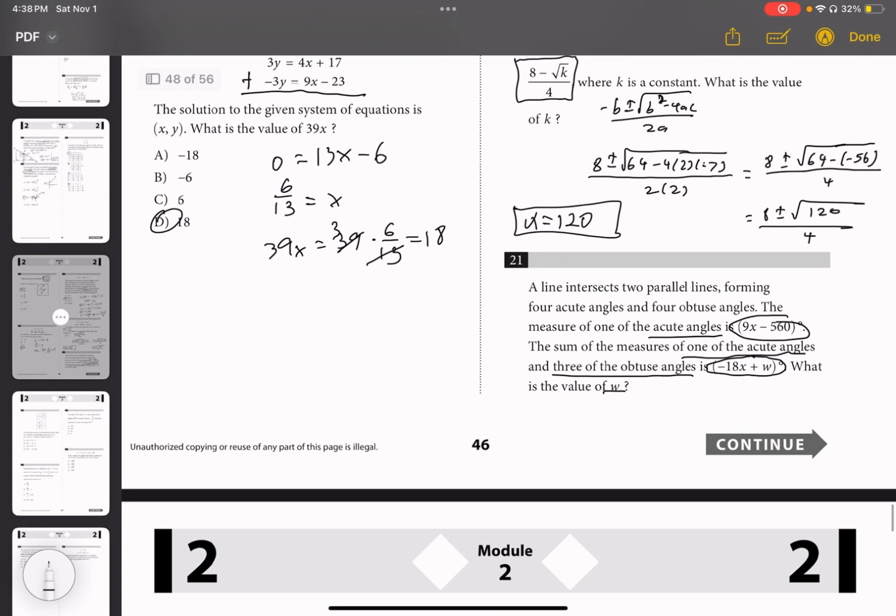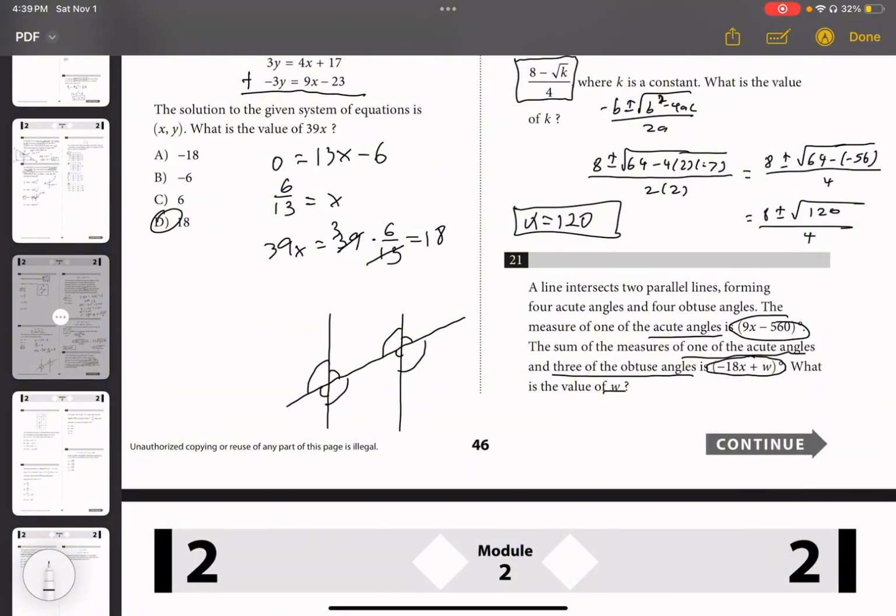we have to set up a little drawing first to visualize this. Doing the drawing here, there's not much space on that side. So this is the visualization. On each side, we have 2 acute and 2 obtuse. So we know that 3 of these obtuse angles and 1 acute angle will equal this.